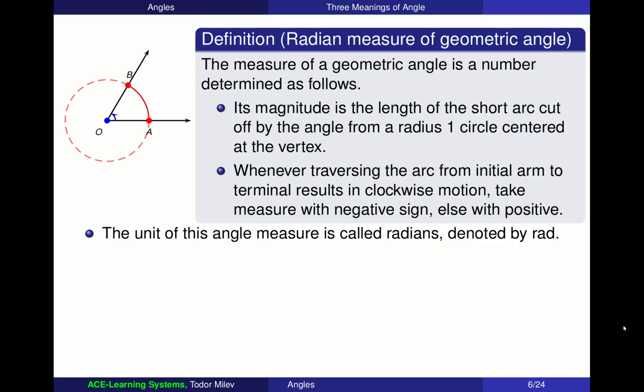The unit of this angle is called radians, and it is denoted by rad. A circle of radius 1 has circumference 2 pi.